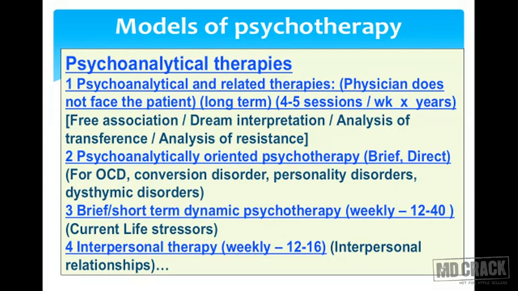The four methods which are used under psychoanalytical and related therapies are, first, free association: the physician makes the patient talk, and the patient freely talks. The second one is dream interpretation, interpretation of the dreams of the patient. Next, analysis of transference, the various emotions the patient is likely to transmit to the physician, which the physician analyzes. And the last one is analysis of resistance, trying to analyze what the patient is trying to resist and hide. So these are the four methods under psychoanalytical and related therapies.